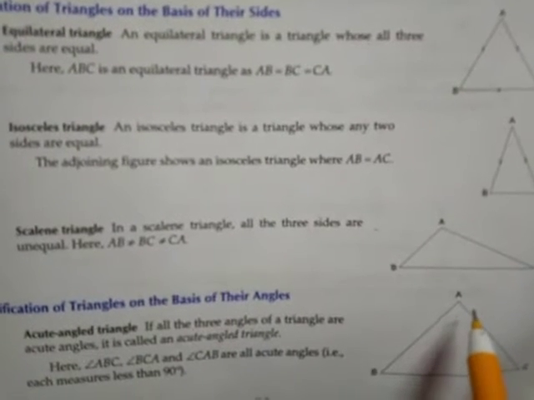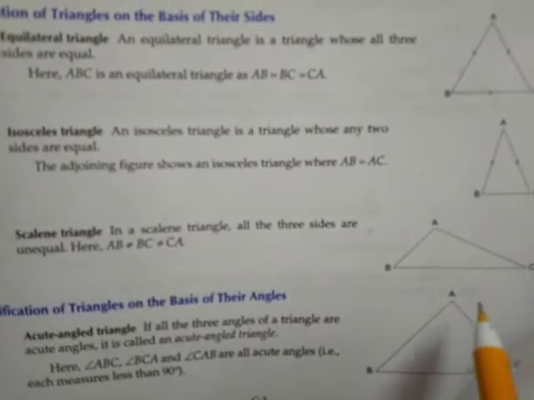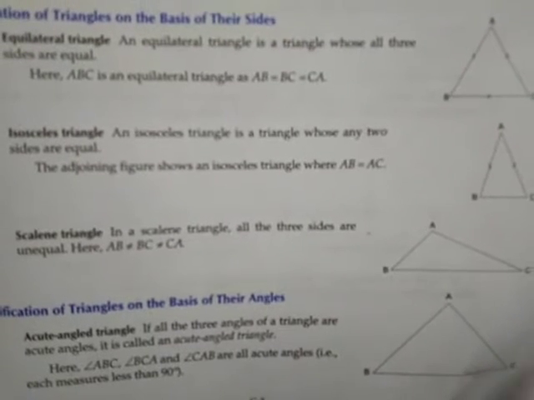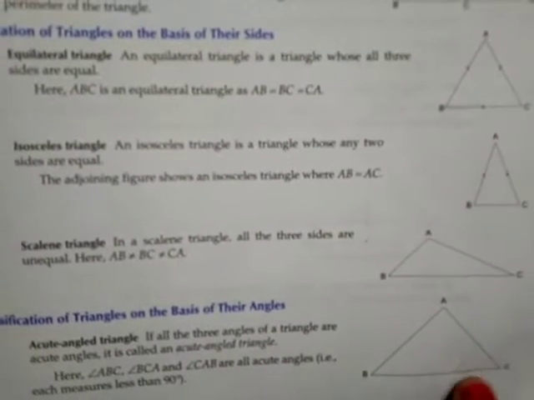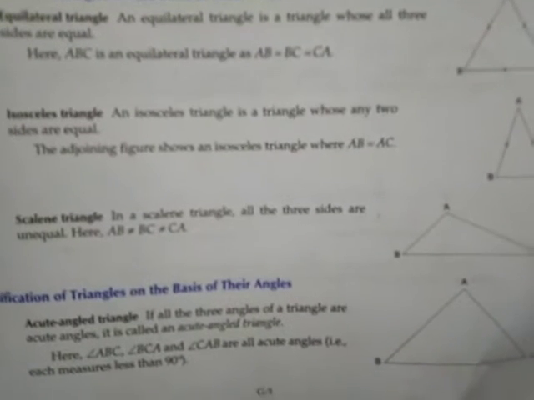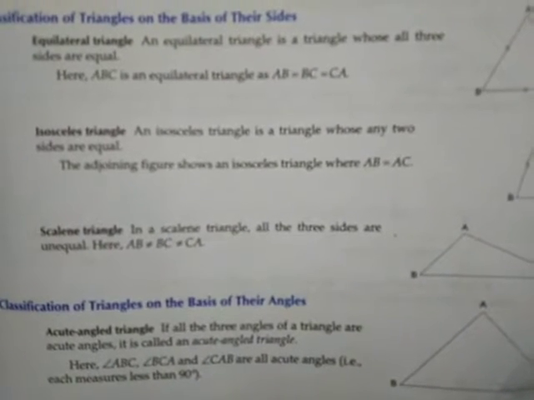Next one is acute angle triangle. If all the three angles of a triangle are acute, then it is called an acute angle triangle. If your angle A, angle B and angle C are all acute angles, acute angle meaning less than 90 degrees, then such a triangle is called an acute angle triangle.